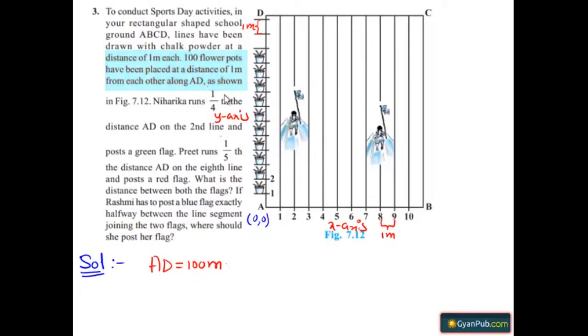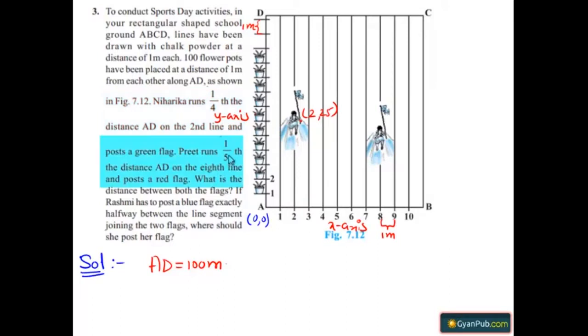Niharika runs 1/4 the distance AD on the second line and posts a green flag. So, the green flag is located at a distance of 2 meters from the y-axis. That means its x-coordinate would be 2. Also, it is located at a distance of AD by 4, that is 100 by 4, which is nothing but 25 meters from the x-axis. That means its y-coordinate will be 25.